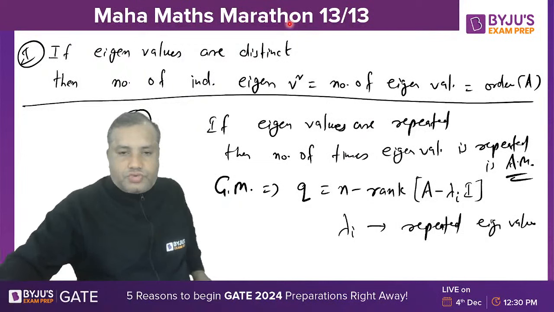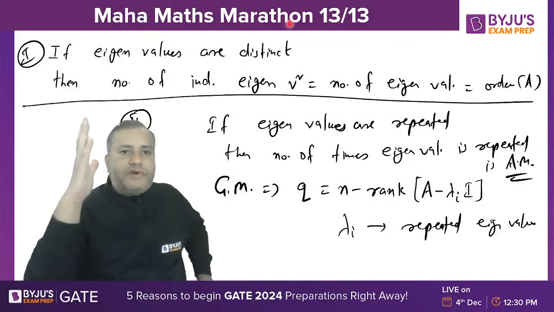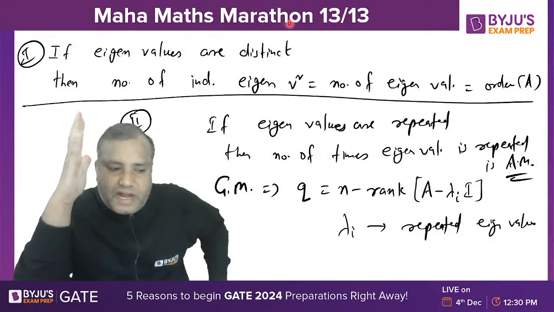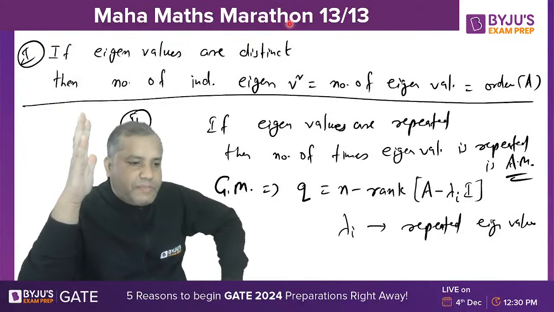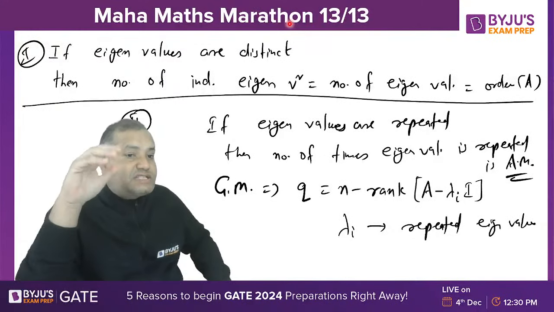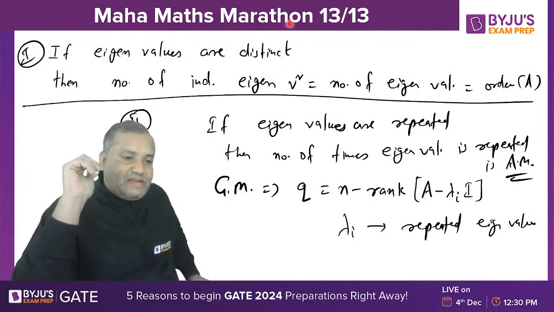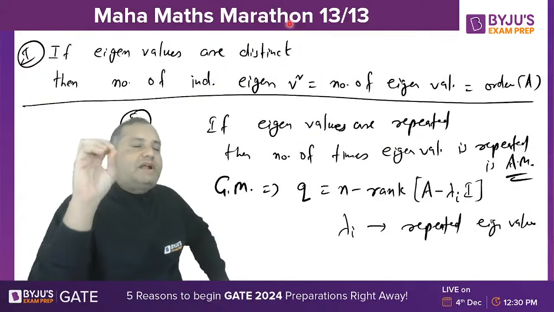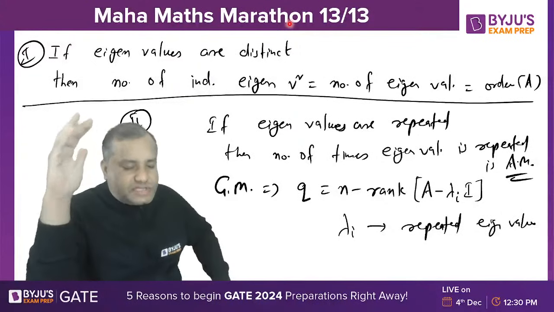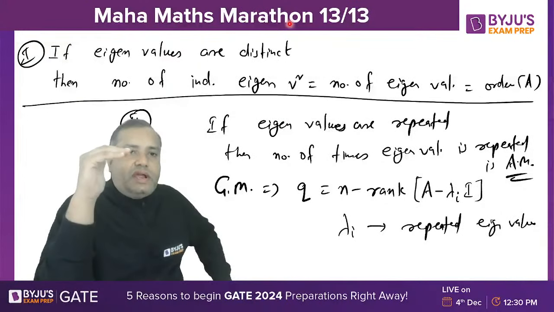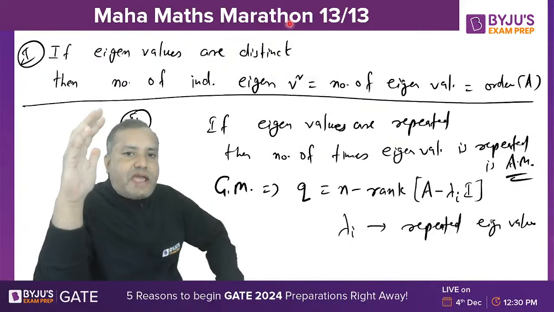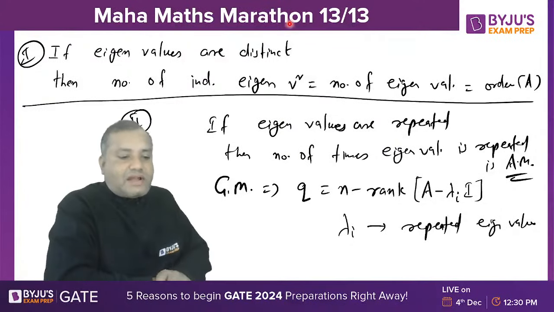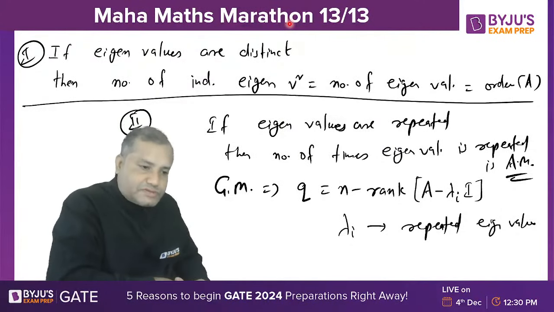Okay, so students, if an eigenvalue is repeated, first time listeners, please concentrate. First point: if eigenvalues are distinct, then how many independent eigenvectors will exist? That is exactly equal to the number of eigenvalues.